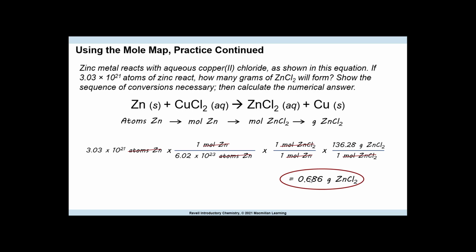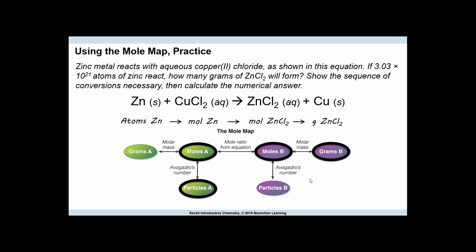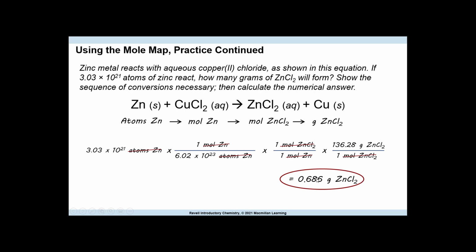Okay, so now that there's a strategy in place, and this is pretty much regardless of the problem, if you do a mole map, I call them stepping stones, that should allow you to understand how you get from one to the other, and then you can plug in the information. So we begin with 3.03 times 10 to the 21 atoms of zinc. We then convert to moles of zinc. We have to use Avogadro's number to do that. We multiply by 1 mole of zinc over 6.02 times 10 to the 23 atoms of zinc.